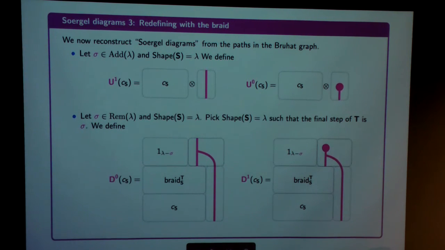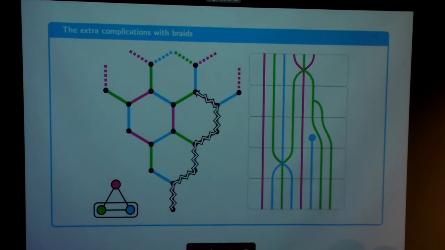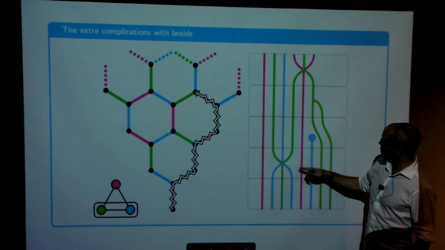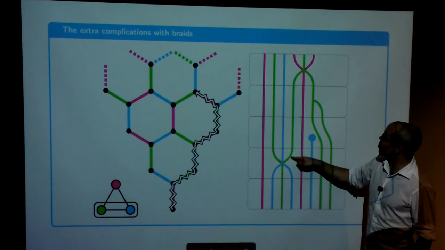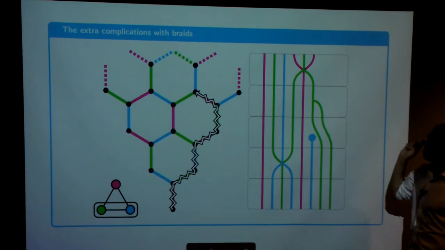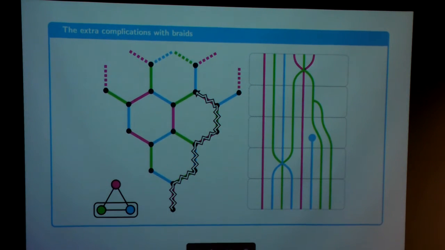And the braid is just this one here. So here, I wanted to remove this green eventually, but in order to do it, I had to swap this blue, green, blue to get a braid, and then now I can remove it. So I'll show you another example of that.